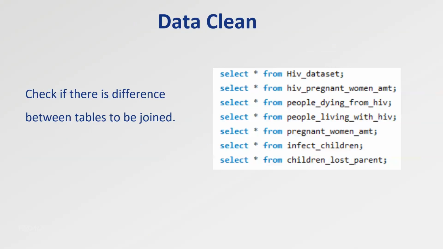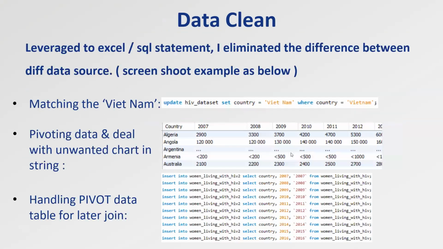The next step I did is data cleaning: checking if there was any difference between the tables to be joined. For the data cleaning step, I leveraged Excel and SQL statements to eliminate the differences between the different data sources. Here's an example below.